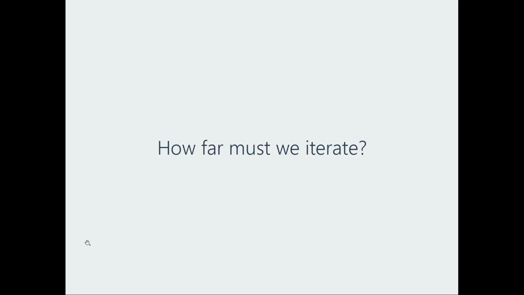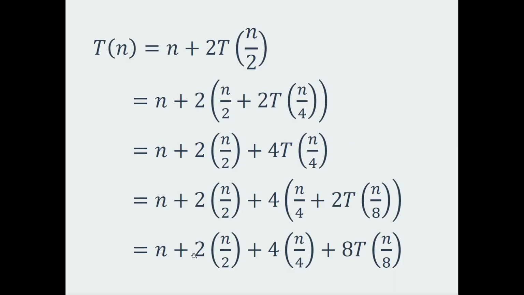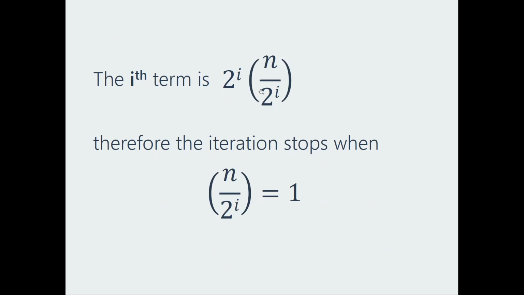It's the same answer actually. The ith term is 2 raised to i times n over 2 raised to i. Now, where did we get this? Let's go back a bit. As you can see here, we have a pattern. You could imagine this n as 2 raised to 0 over 2 raised to 0 times n. This is 2 raised to 1 over 2 raised to 1 times n. This is 2 squared over 2 squared times n, and so on and so forth. So that's how we got this term.